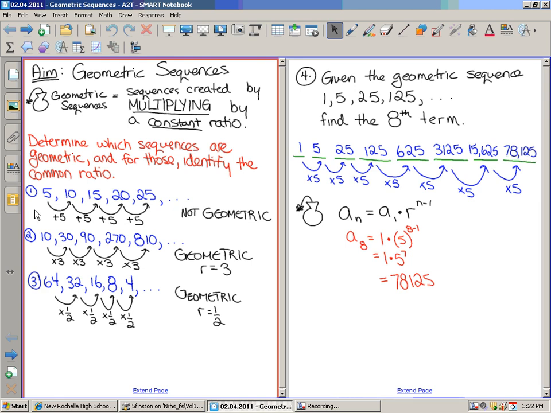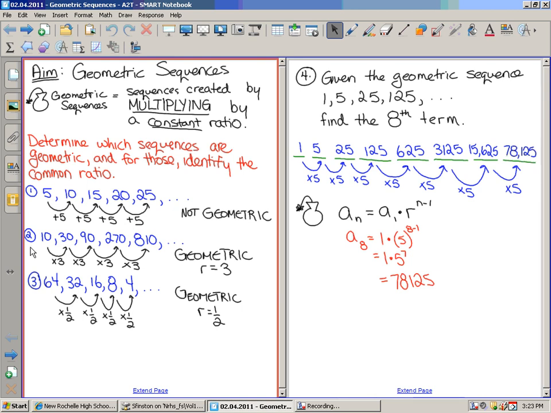We went through a few problems, 1, 2, and 3, in which I gave a bunch of sequences, and then we had to determine whether they were geometric or not. And if they were, then what was the common ratio? So let's take a look at question number 1. Question number 1 has 5, 10, 15, 20, 25. And we said, okay, the difference between each term is 5, and so this is not a geometric sequence because you're adding 5 each time. In fact, this is an arithmetic sequence.